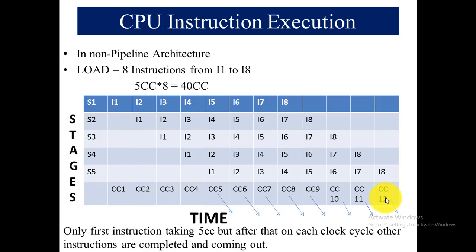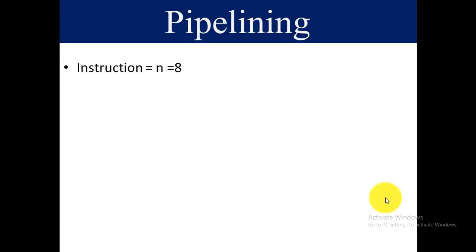Now let's explore the difference. The instructions were 8; suppose n shows the number of instructions. The number of stages was 5; we can assume it as k. So what would be the formula? The formula would be k, the number of stages, plus n minus 1.